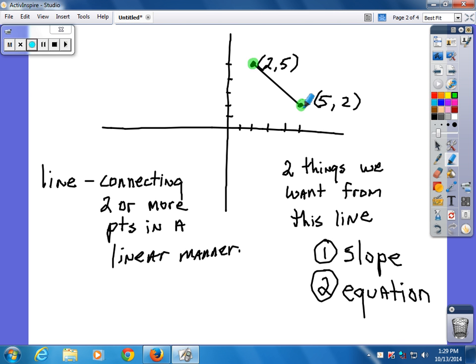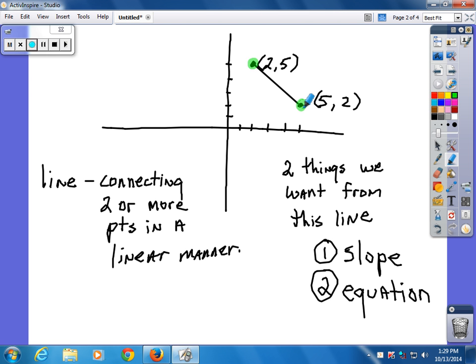And which way do we read? Left to right. So that's your first point, and that's your second point. It doesn't matter how you plug them in as long as you're consistent. But why all of a sudden would you start reading from right to left? We read from left to right.